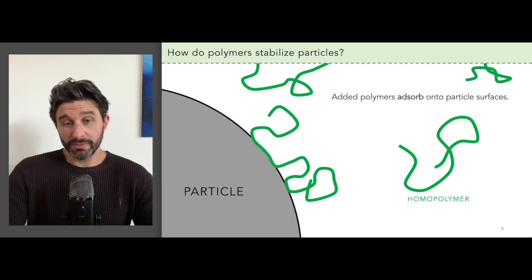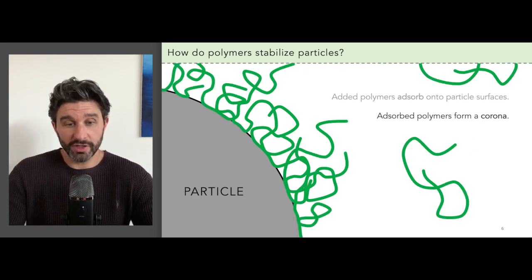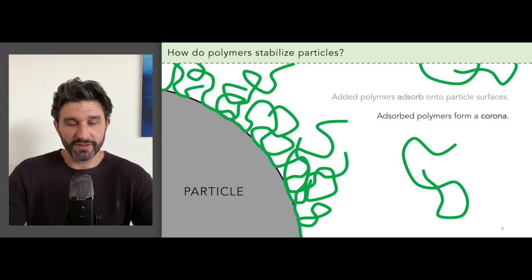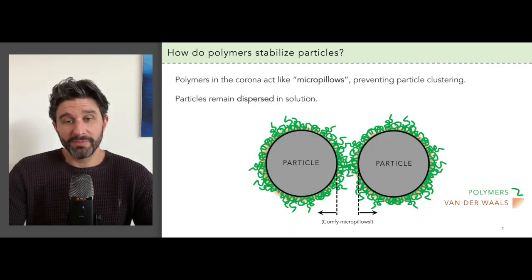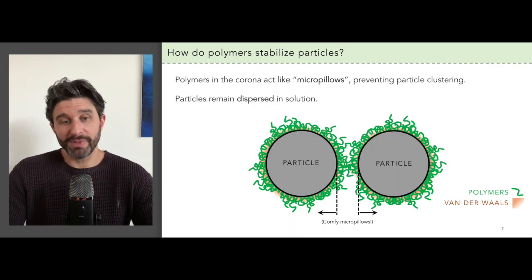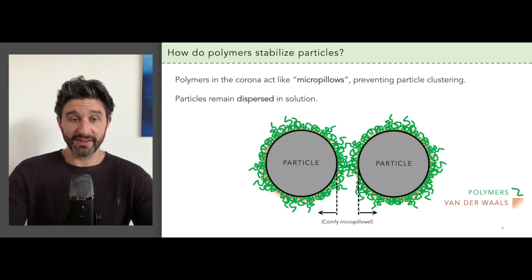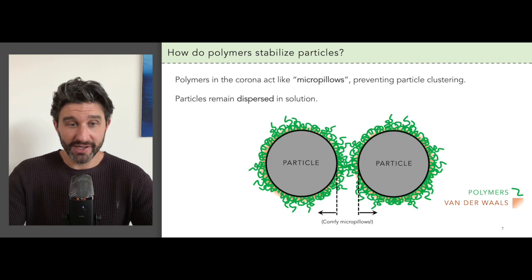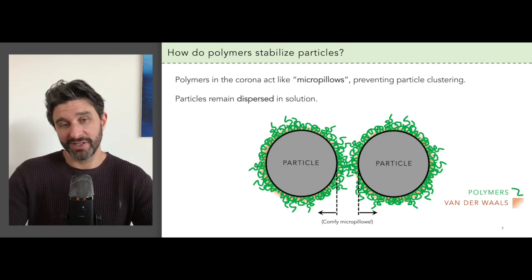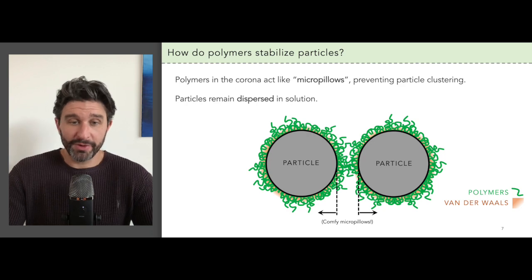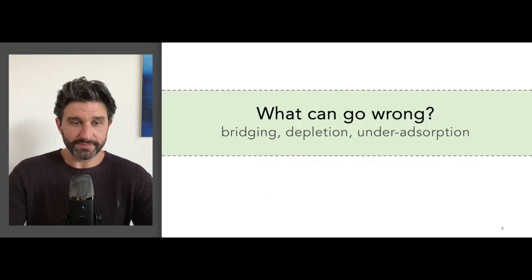Polymers tend to adsorb onto the particle surfaces, and over time, you end up with a structure called a corona. This is just a layer of adsorbed polymers with loops and tails extending outward from the particle surface. This is really cool because these polymer coronae act like micropillows. They're springy, and so when two particles come close together, they act like a pillow and keep the two particles apart before the van der Waals attraction can stick them together. This tends to mitigate flocculation and keep the particles dispersed in solution.